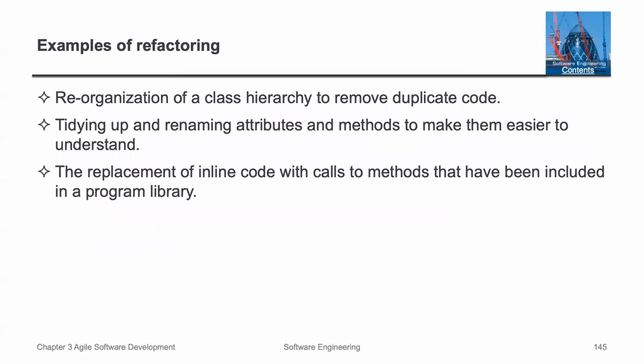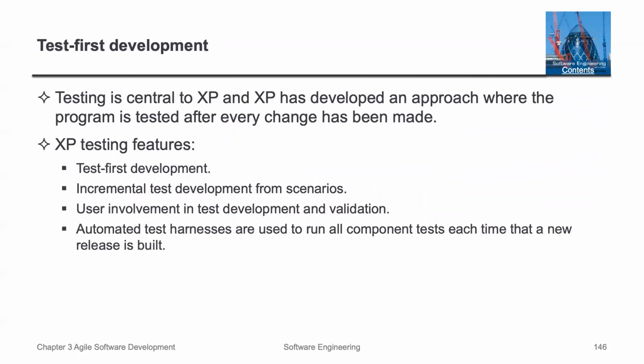So what are some examples of refactoring? Say you have a reorganization of a class hierarchy to remove duplicate code, so that would require refactoring. Tidying up, renaming attributes and methods to make them easier to understand, or the replacement of inline code with calls to methods that have been included in a program library. So you can be simplifying it and increasing the use of program libraries.